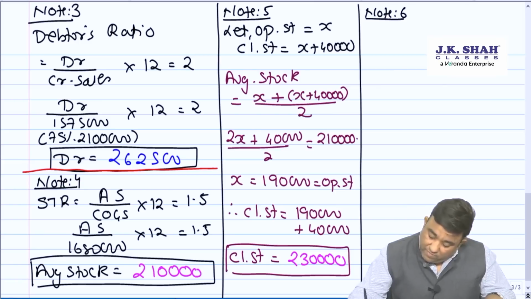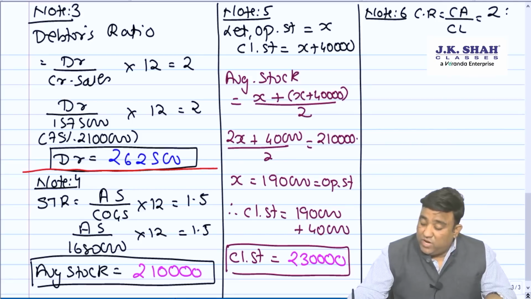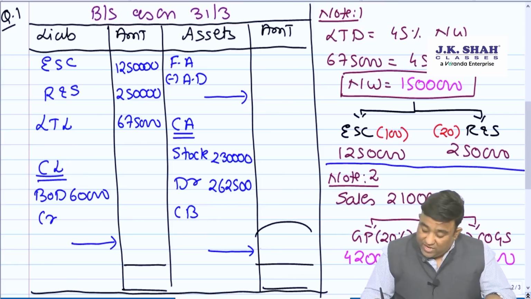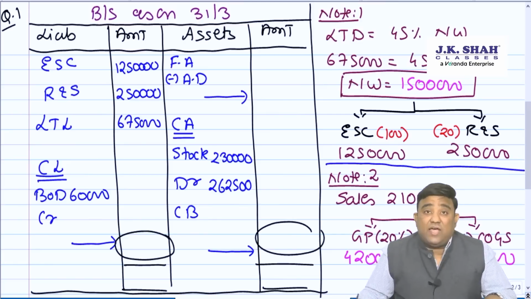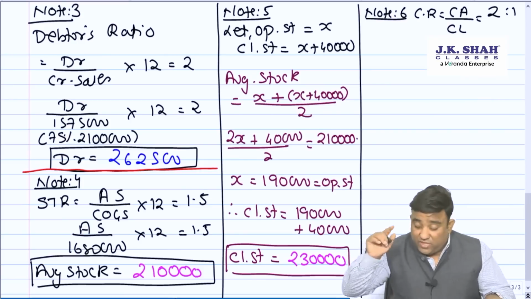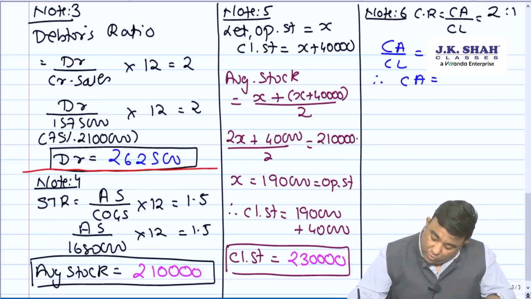Note number 6. What is the formula of current ratio? CA upon CL. Now this is a place where students need to be a little more cautious because we have neither current asset nor current liability. So what to do? Let us frame some equations. Mind well, this is an amazing point. We have current asset upon current liability 2. Therefore, I can say current asset equals 2CL.